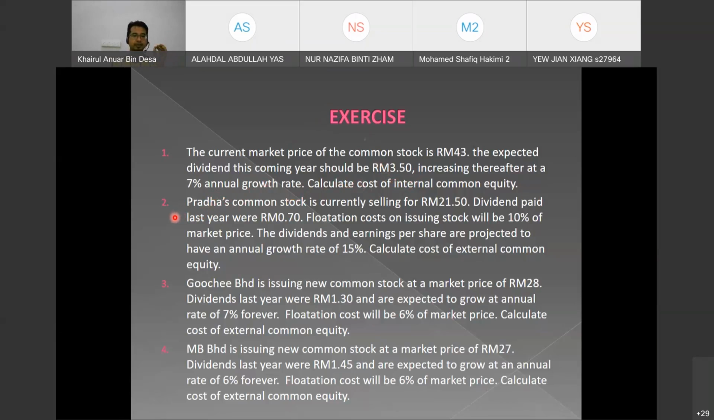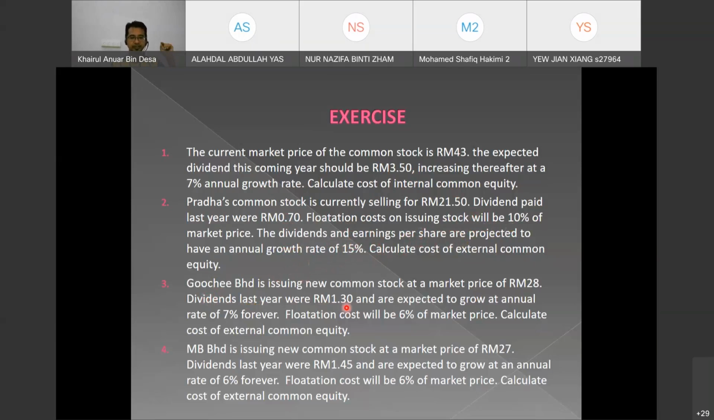Number two, common stock currently sells for 21.5. Dividend paid last year, 70 cents. Flotation cost for issuing stock is 10%. Dividend and earnings per share are projected to have annual growth of 15%. We calculate the external common equity.